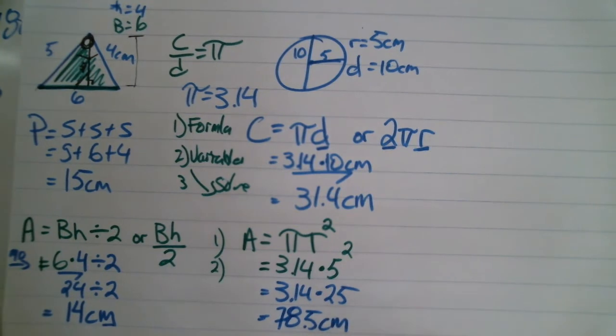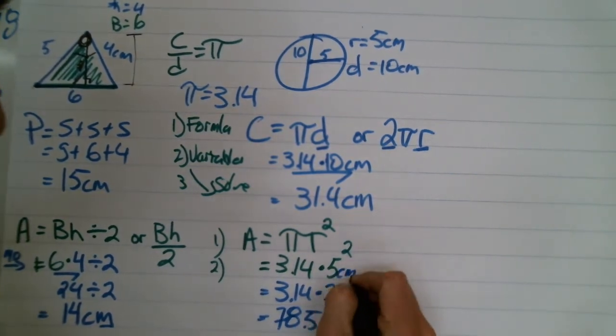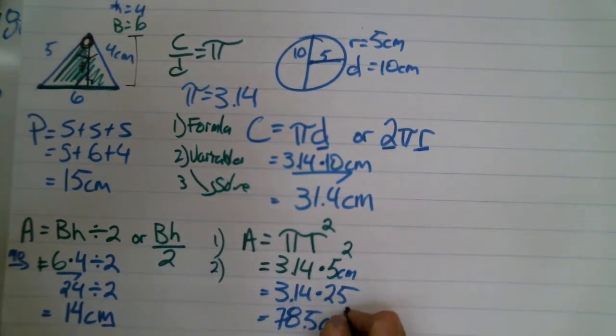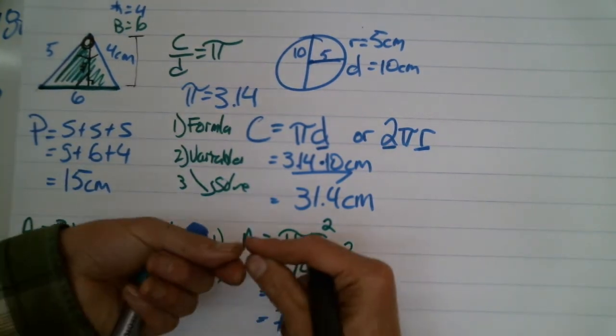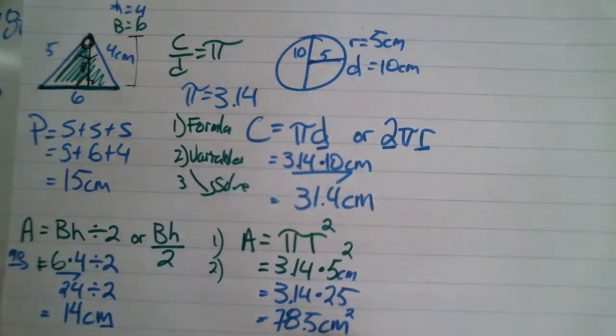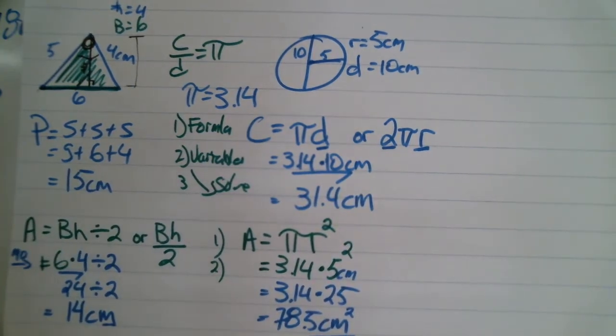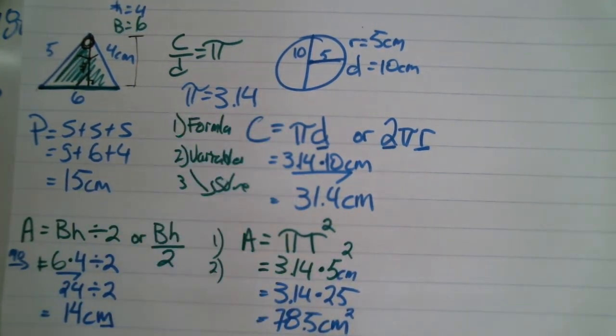78.5 centimeters. Now because this was centimeters and we squared it, it's going to be centimeters squared. Remember those tiny little squares we talked about? That's what area is always in. These are your circle calculations.